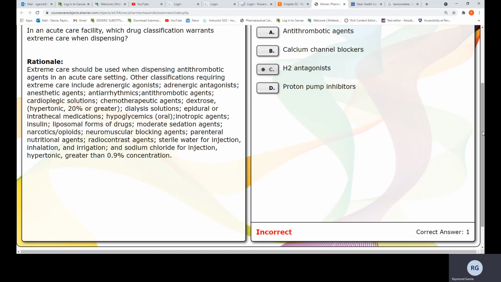Other classifications requiring extreme care include adrenergic antagonists, anesthetic agents, antiarrhythmics, antithrombotic agents, cardioplegic solutions, chemotherapeutic agents, dextrose, hypertonic 20% or greater, dialysis solutions, epidural or intrathecal medications, hypoglycemics, inotropic agents, insulin, liposomal forms of drugs, moderate sedation agents, narcotics, opioids, neuromuscular blocking agents, peripheral nutritional agents, radiographic contrast agents, sterile water for injection, inhalation and irrigation, and sodium chloride for injection, hypertonic greater than 0.9% concentration. So it is antithrombotic agents.